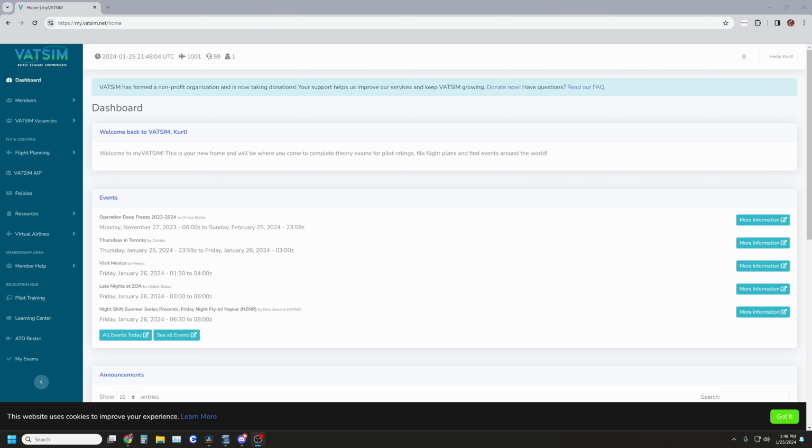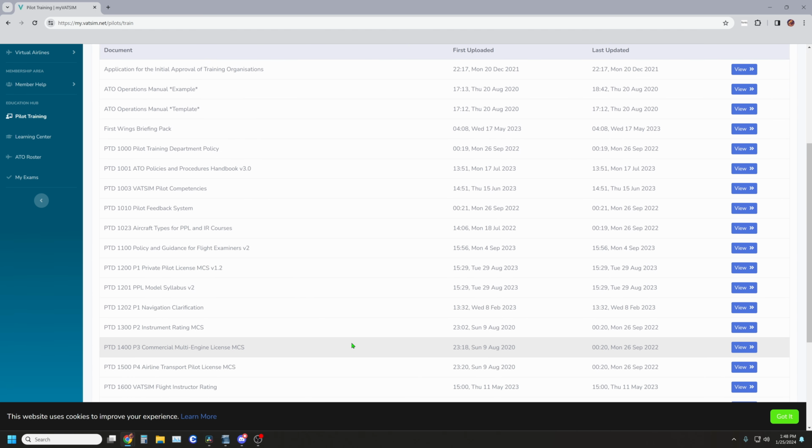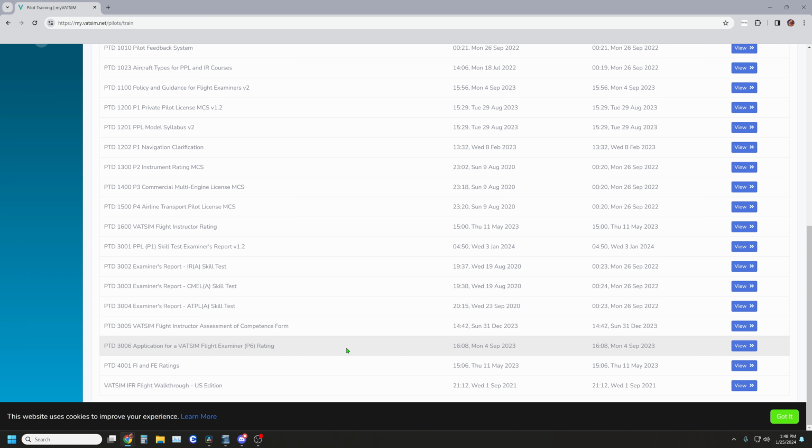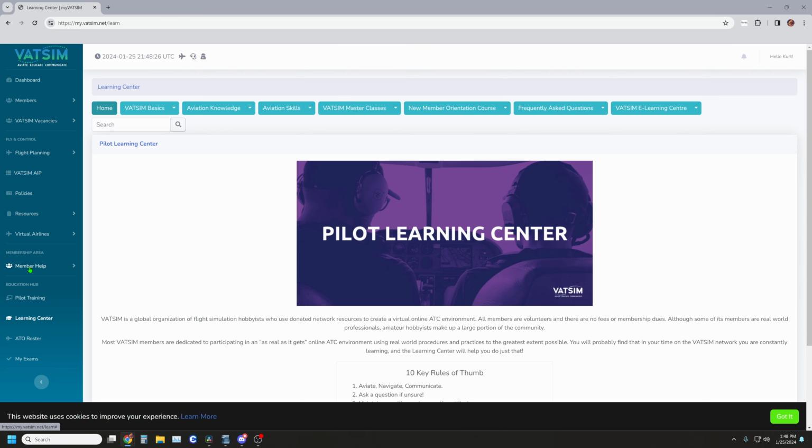But once you're in there, the Vatsim website has a great deal of training material that gets into all sorts of different areas of how air traffic control systems work and what you need to know as a pilot in order to operate within it. It's actually really good information. And for people who are serious about their flight simming hobby, it's a great resource, honestly.